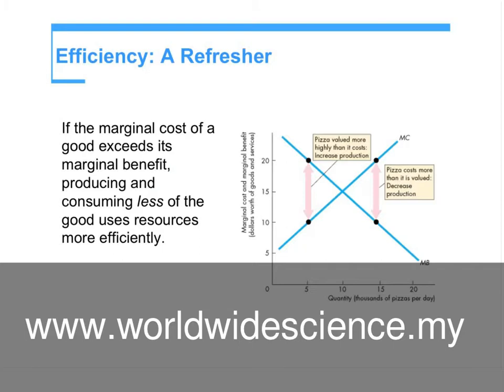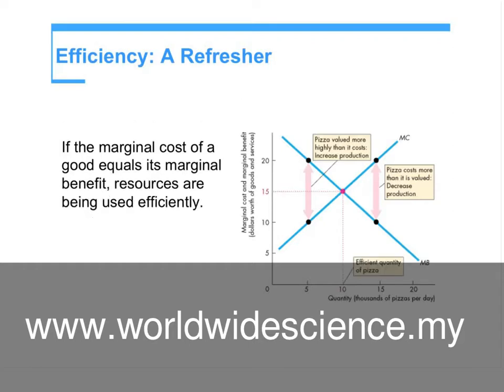So, efficiency. If the marginal cost of a good equals its marginal benefit, resources are being used efficiently. So the optimum, the best point, is where your marginal cost and marginal benefit are equal. That's the efficient use of your resources, which is this red dot in the middle.